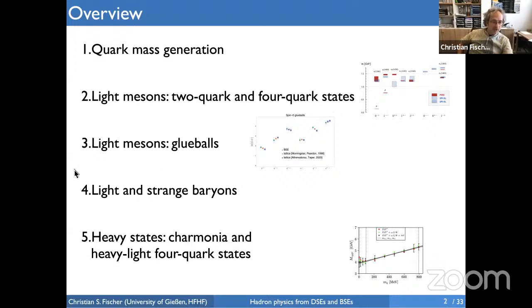Then there will be a very brief section on our results on glueballs, also in the light energy sector. And then basically the main part of the talk will be on light and strange baryons. And if I have time at the end, I will then go to the heavy quark sector and talk a little bit about charmonia and heavy-light 4 quark states.